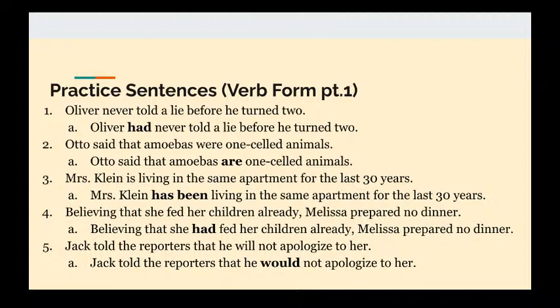Sentence number 4, believing that she fed her children already, Melissa prepared no dinner. So this sentence has 2 actions that are both occurring in the past, so it would be the past perfect. It would read, believing that she had fed her children already, Melissa prepared no dinner. And then lastly, sentence number 5, Jack told the reporters that he will not apologize to her. Jack told the reporters that he would not apologize to her would be the correct form of the sentence.